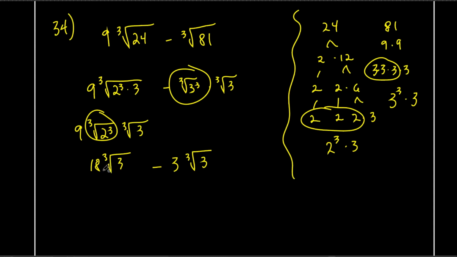All right, we're almost done. It's been pretty easy so far. So I got 18 of these things minus 3 of these things. They're like terms, aren't they? It's like 18x minus 3x. So what would 18x minus 3x be? It would be 15x, right? It's not an x, though, is it? What is our like term? Just the cube root of 3. That's right. And that would be your answer.